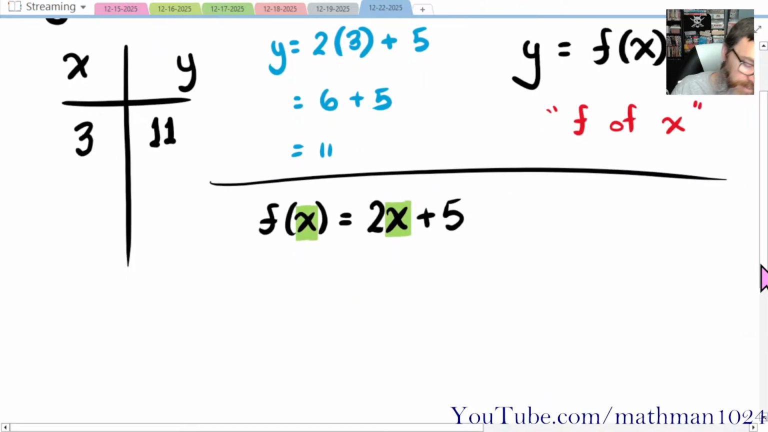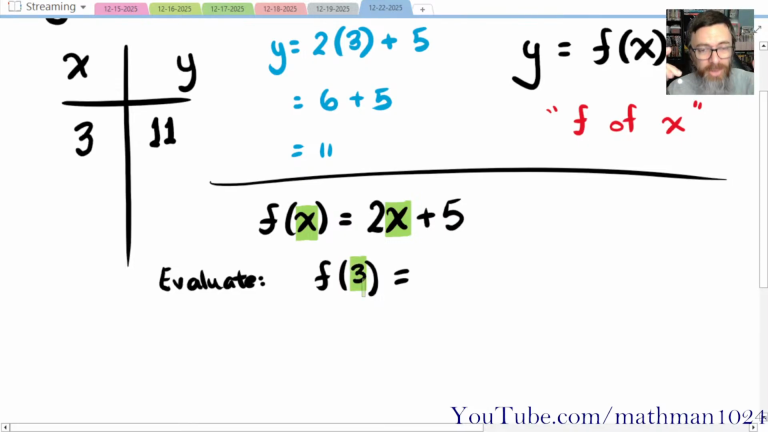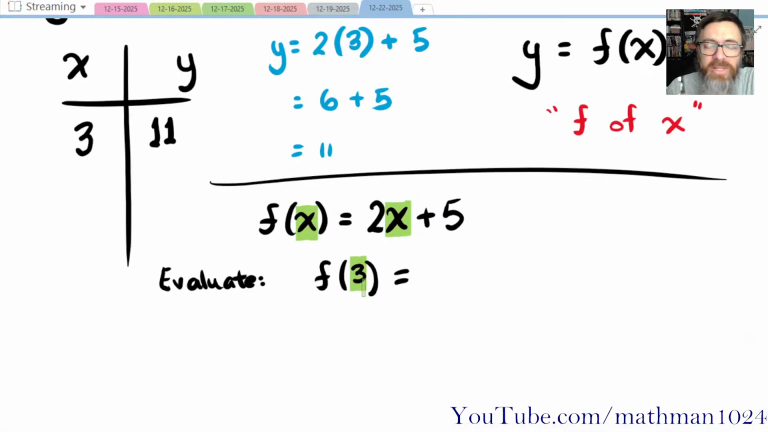So you might see problems that say this. It'll say evaluate, and maybe it says find. And suppose it says find f of 3. Well, since this is my input value, that's what I'm plugging into the function, every place that I see x, I'm going to replace that with 3. Now, here's what I tell my students. Anytime you're doing this kind of substitution, always use parentheses.